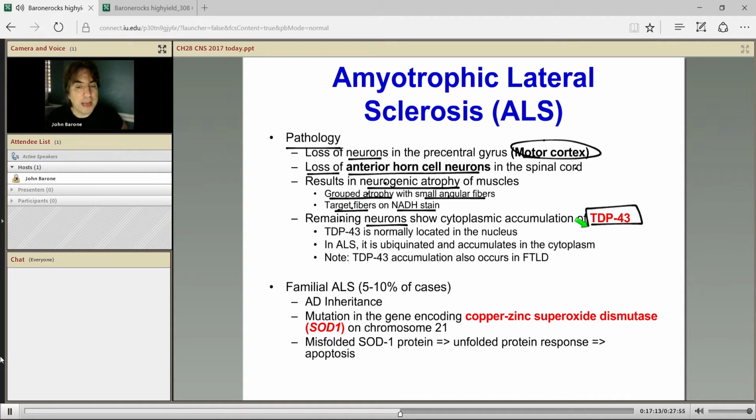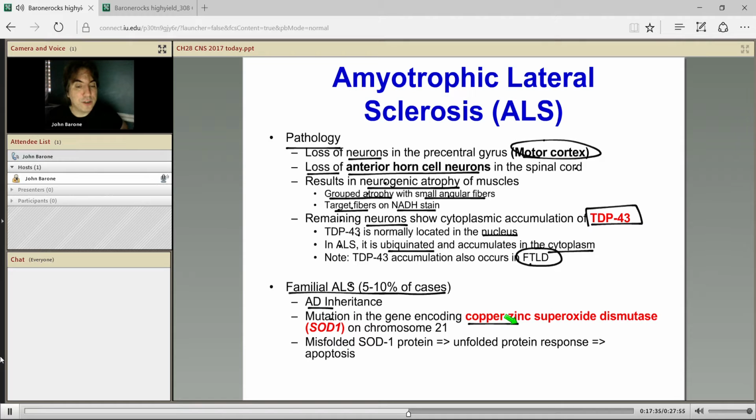What's more likely to be asked is that the neurons that are still alive are going to have the accumulation of TAR DNA binding protein. Now, this is normally found in the nucleus because it's a DNA binding protein. But in ALS, it's ubiquitinated and it accumulates in the cytoplasm, just like it did in frontotemporal lobar dementia. So both can get that.